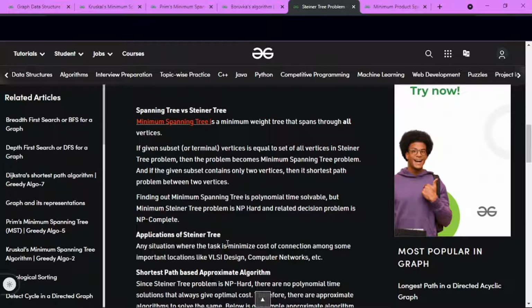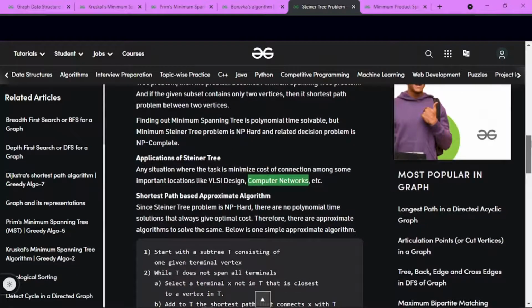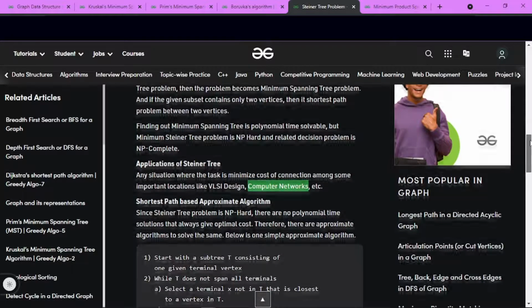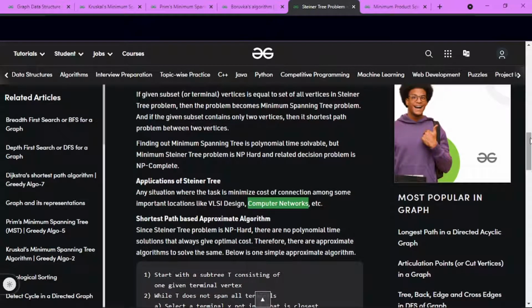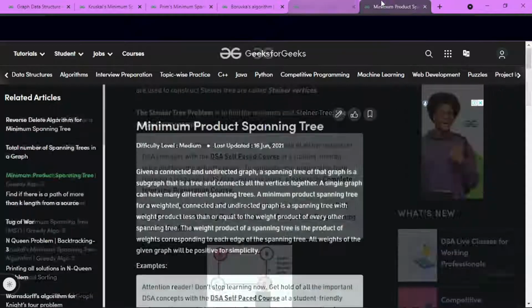Okay, so the application of the Steiner tree is to minimize the cost of connection among various important locations in VLSI design, that is the very large scale integration of ICs, and in computer networks as well, and other applications are also there. Now in the Steiner tree we use an approximate algorithm because it is not a polynomial time solvable problem.